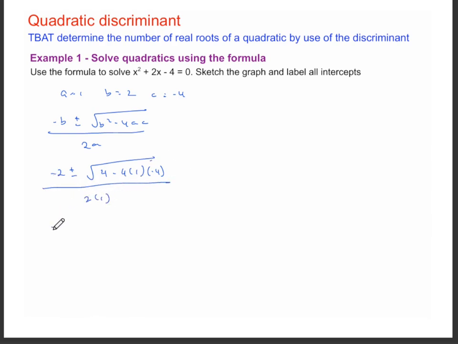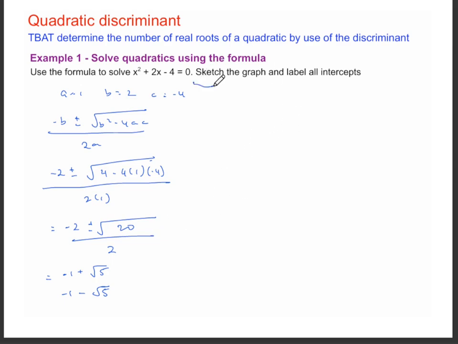Okay? And this will give us negative 2 plus minus square root of 4 plus 16, which is 20, all over 2. And at the end we get x equals negative 1 plus root 5 and negative 1 minus root 5. Okay, so we got two values because this was negative 2 plus minus square root of 20 over 2.